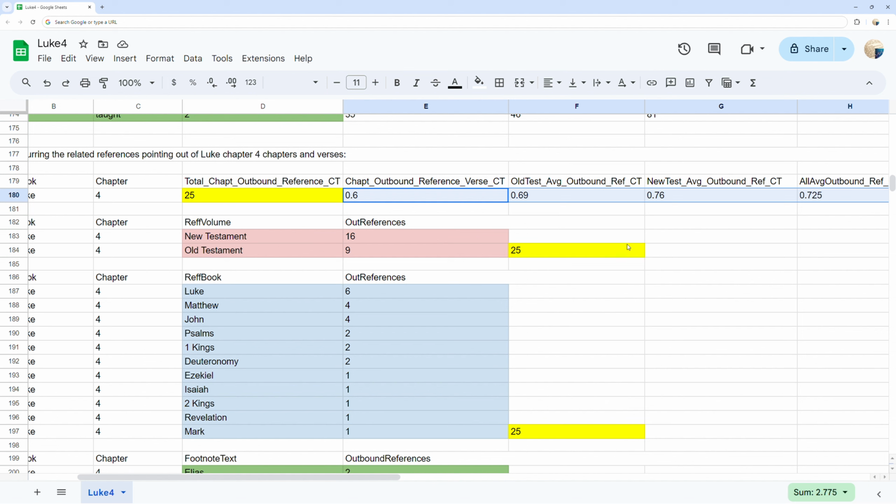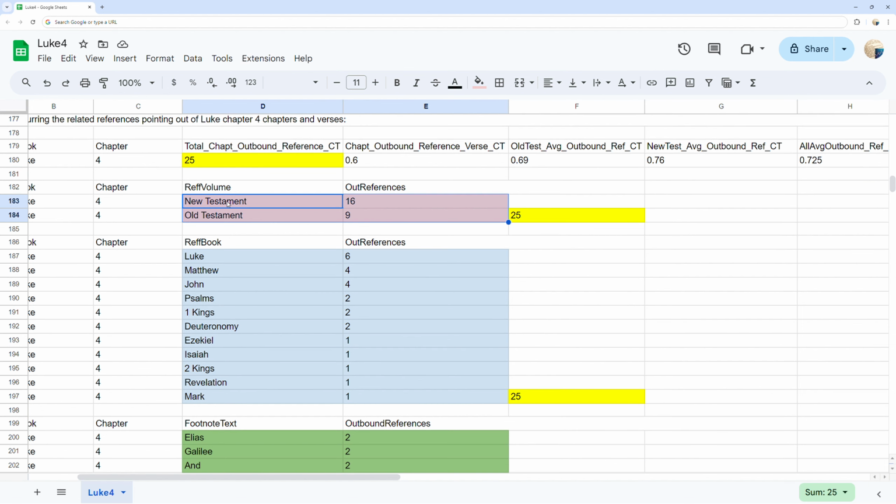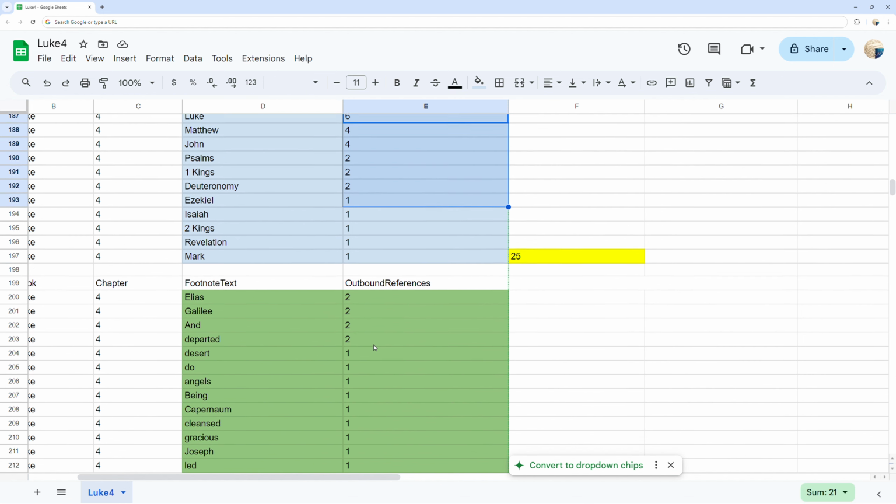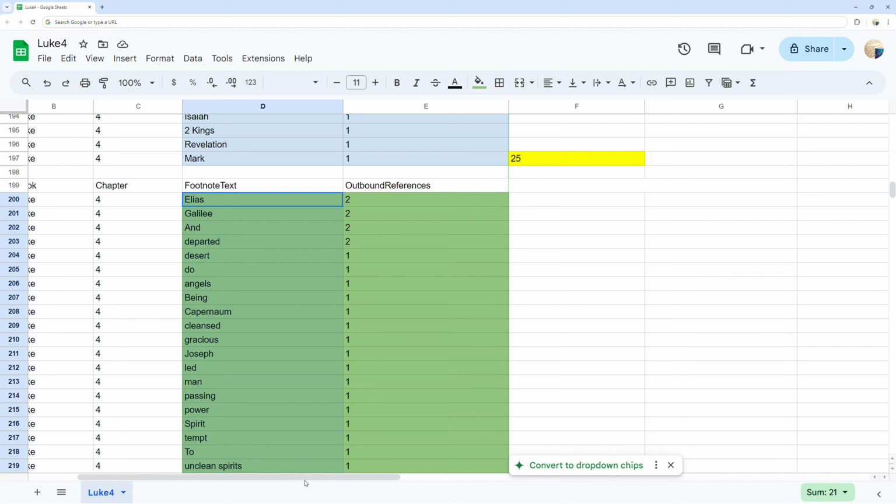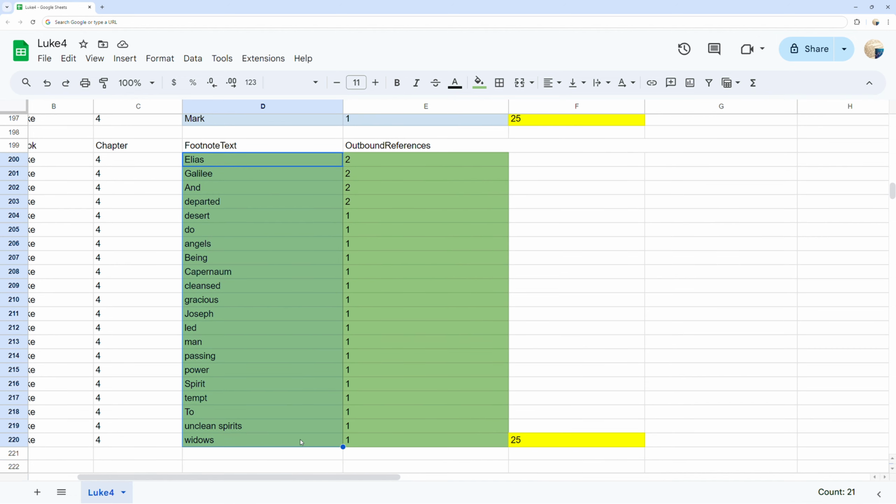In red, you can see the out references by destination of either Old Testament or New Testament ordered by counts. In blue, you can see 11 out references to the destination Bible books Luke through Mark ordered by counts. In green, you can see 21 words in Luke chapter 4 that incur the related outbound reference counts to other Bible verses ordered by the count used.